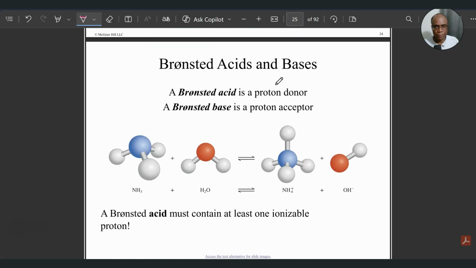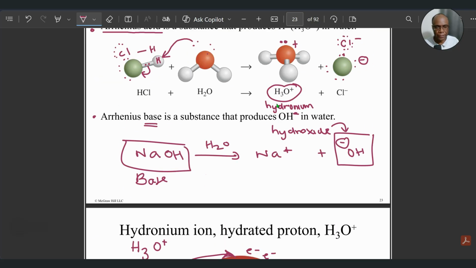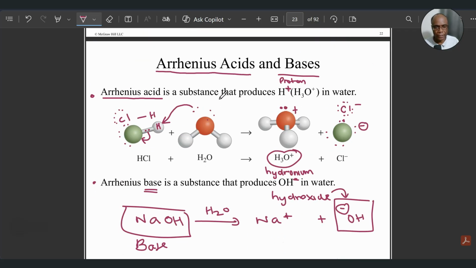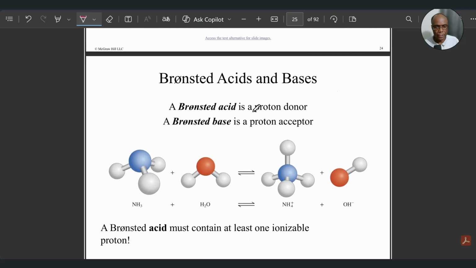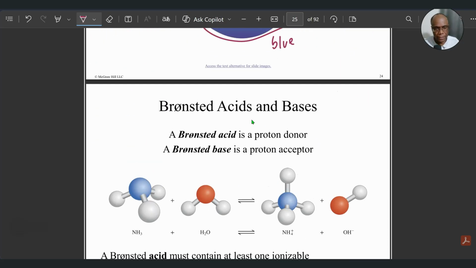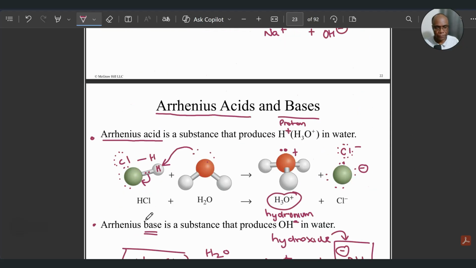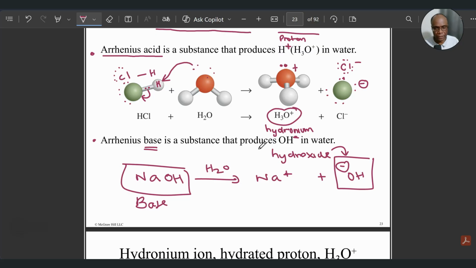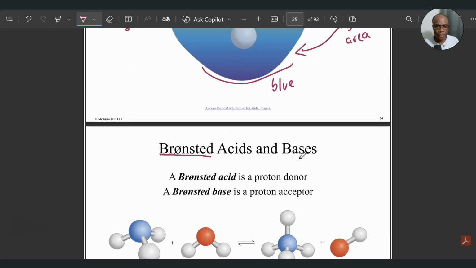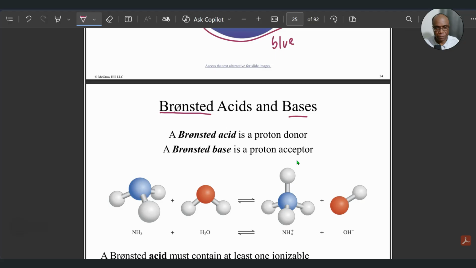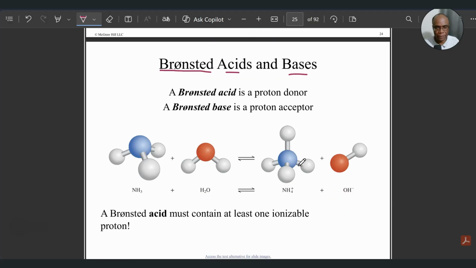Bronsted acids and bases. So we say that Arrhenius defined an acid as a substance that produces H3O plus or H plus in water. Another scientist called Bronsted has his own definition of acid and base. Arrhenius defined the base as a substance that produces OH minus. So what will Bronsted say about the base? What will Bronsted say about the acid?